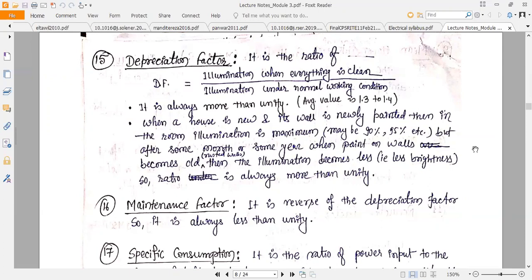ठीक है, तो ये तो कह सकते हैं कि under standard situation, when everything is clear, the illumination will be at highest level, and under normal working condition, illumination will be little bit lower than the standard level. Okay, so this ratio will be greater than 1 always. Okay, so the depreciation factor is always greater than 1. Okay, am I clear?